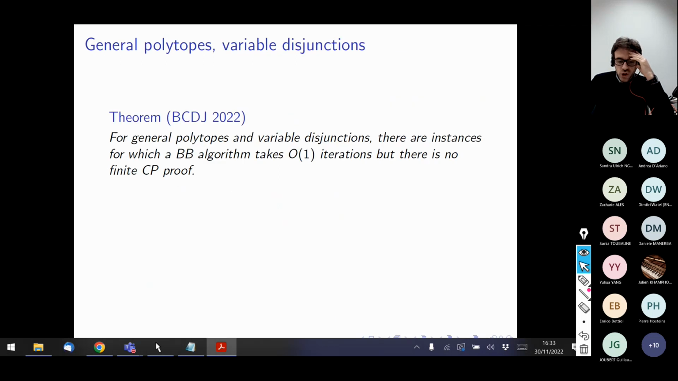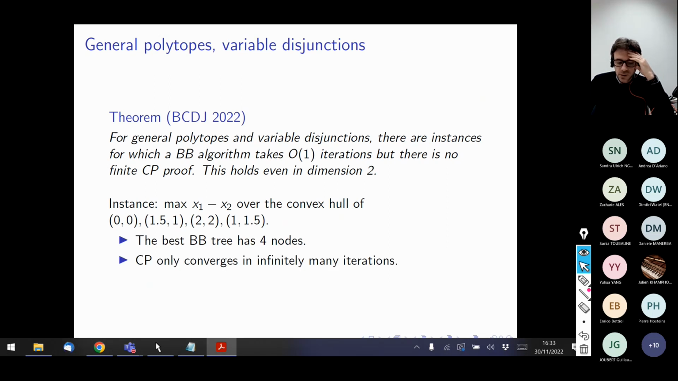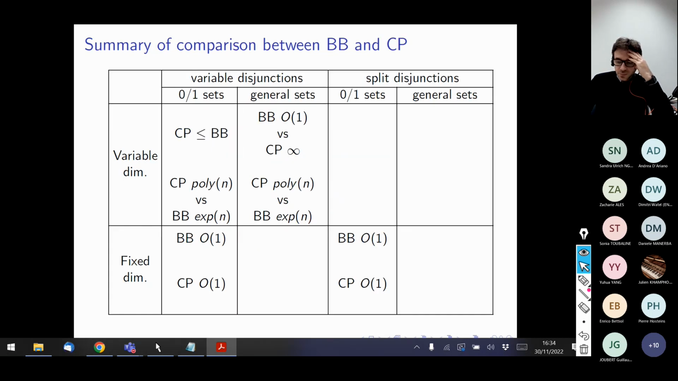This is an example which lives in dimension 2. Again, I will not describe it, but it's a very simple two-dimensional example. It's a quadrilateral which you solve with branch and bound with variable disjunction in just 4 iterations. But if you try to do cutting plane, unfortunately, you will only converge if you use general cutting planes, general split cuts. With only variable disjunction, you will never converge in finite time. So this is a very simple example, and you see a very big, sharp difference between the 0, 1 setting and the general case.